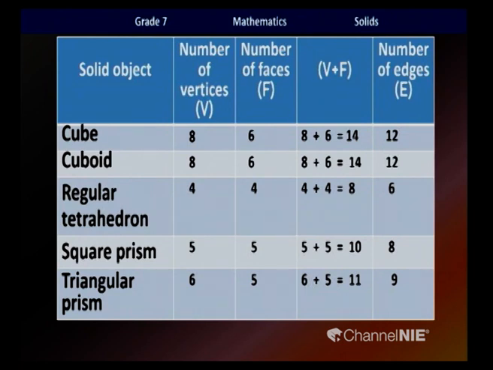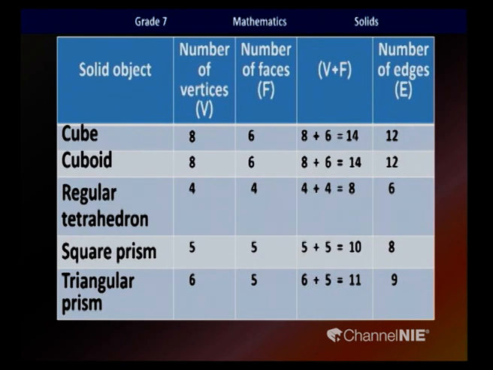Once again, we will compare the cuboid. The addition of number of vertices and faces is equal to 14 and the number of edges is 12. Once again, the difference is equal to 2. Then when we consider the regular tetrahedron, the addition of number of vertices and faces equals 8 and the number of edges is equal to 6. Once again, the difference is 2.